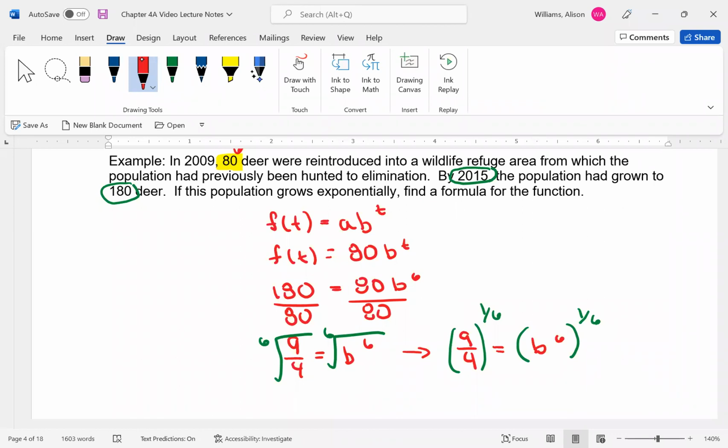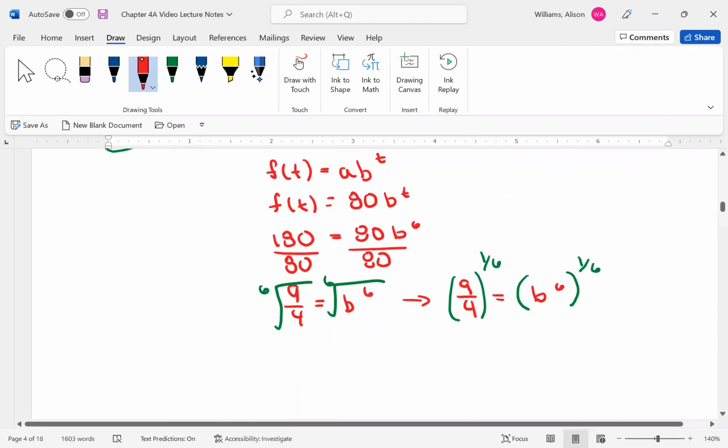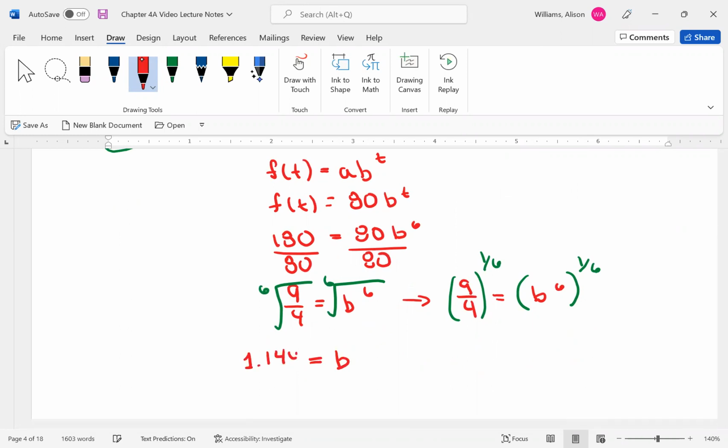Okay, so if you plug this into your calculator, you should end up with B being 1.1447 if we go 4 decimal places. And therefore, our equation, f of T, is going to be 80 times, so that is our factor, 1.1447 to the T. Or you could use X. You really don't have to use T.